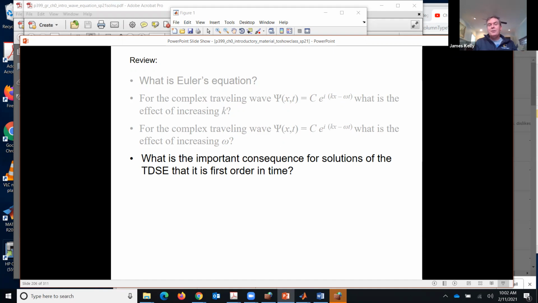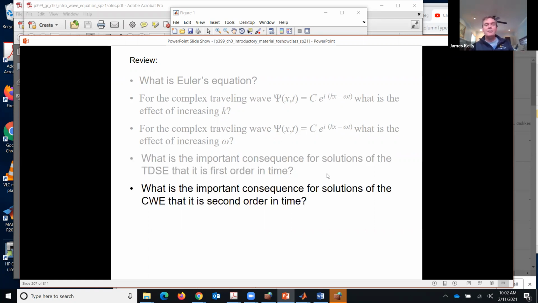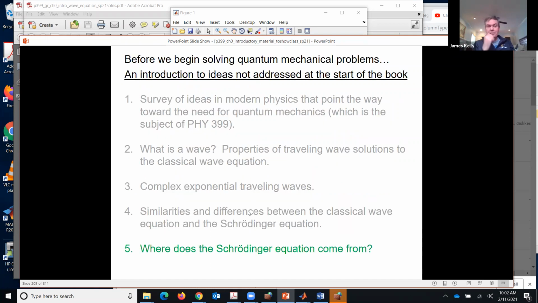What's the important consequence for the solutions to the time-dependent Schrodinger equation that it's first order in time? The fact that there's only one linearly independent traveling wave solution, and that we only need to specify the initial shape of the function to determine what its shape should be for all later times. That's not true for second order time derivative partial differential equations. Similarly, the classical wave equation is second order in time, which means we have to specify the initial shape and the initial vertical velocity of that shape. We don't have to do that for the time-dependent Schrodinger equation.